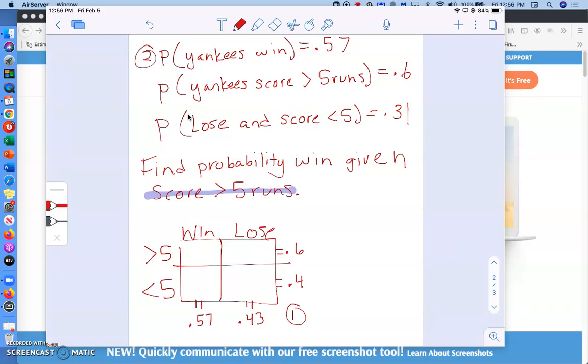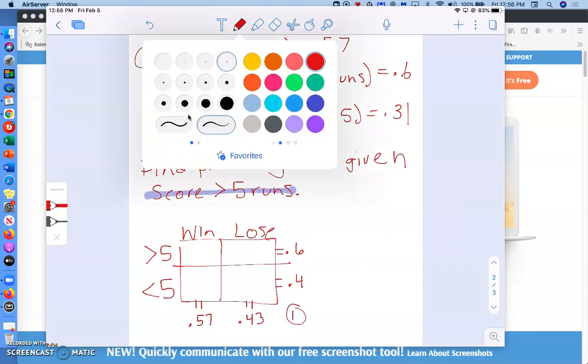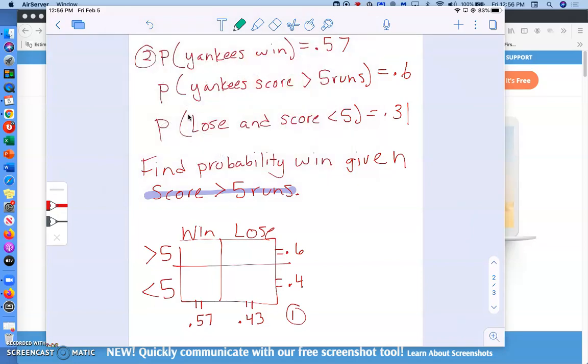So we have our totals for our rows and our columns, and now what can we fill in? Well, we know they lose and score less, which is 0.31, so we know our 0.31 is here. And now it's just like a puzzle. What has to go on top would be 0.12. So over here, 0.6 minus 0.12 is 0.48 to make that work. And then right here, to add to 0.57, 0.09.